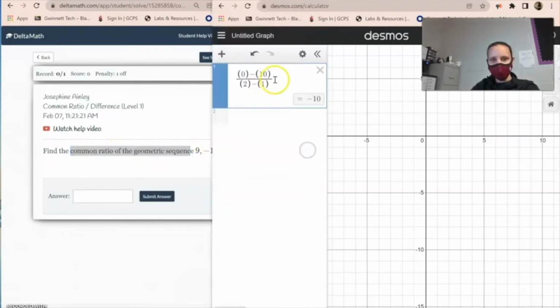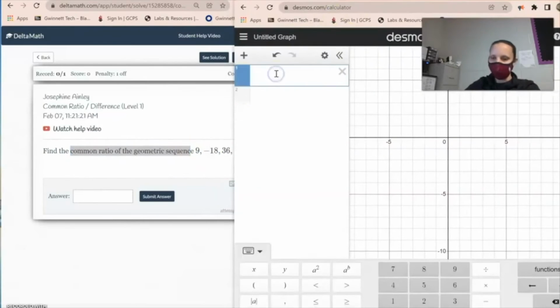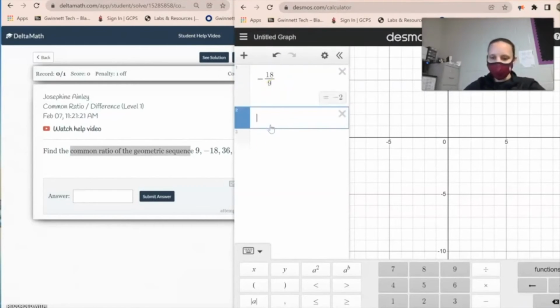To do that, you always take the second number. Because it's multiplication, the opposite is division. Second number divided by the first number. So -2, and now I'm just going to check it. What that is saying is when I multiply it by -2 every time, I'll get the next number. So if I did times -2, I get -18.